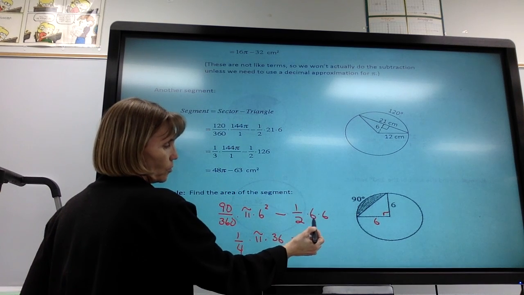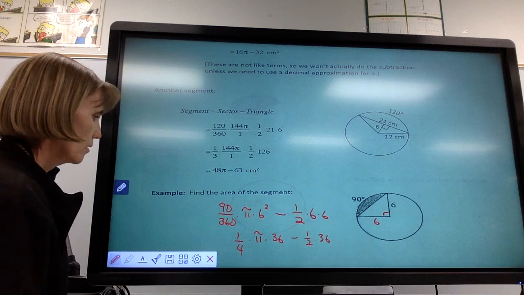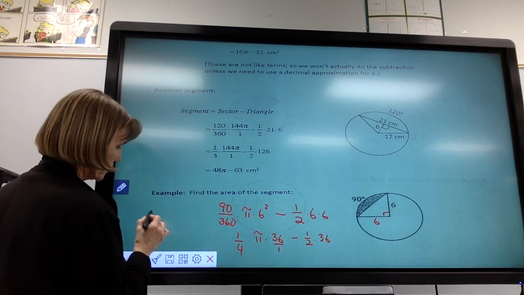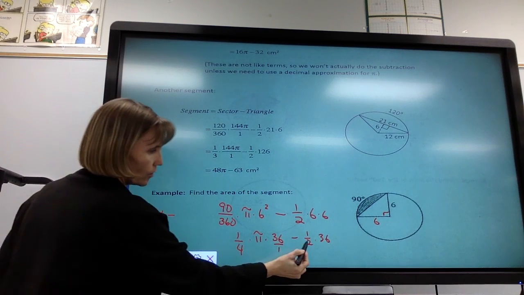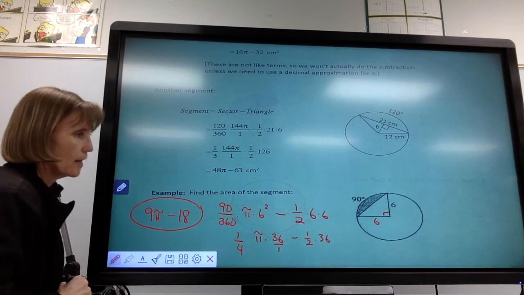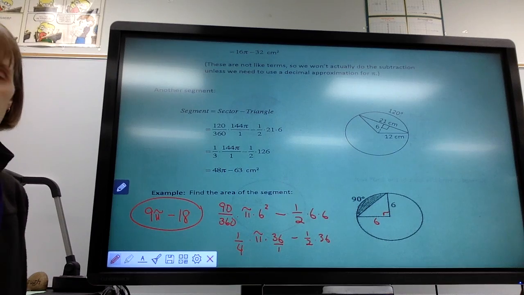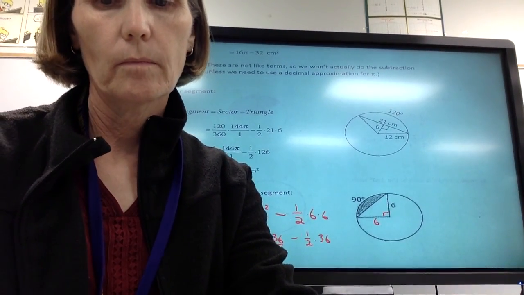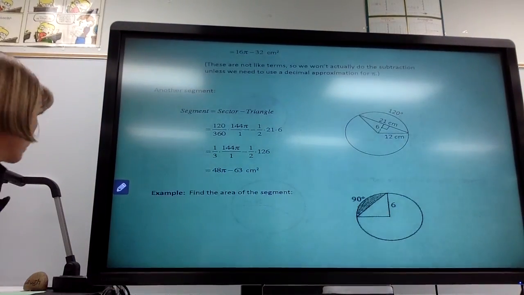Minus, this would be 1/2 times 36. Okay, 1/4, I can do this multiplying. 1/4 of 36 would be 9 pi minus, and then over here, half of 36 would be 18. So I would say that the area of this little dark piece is 9 pi minus 18. Okay, and that's how you find segment area.